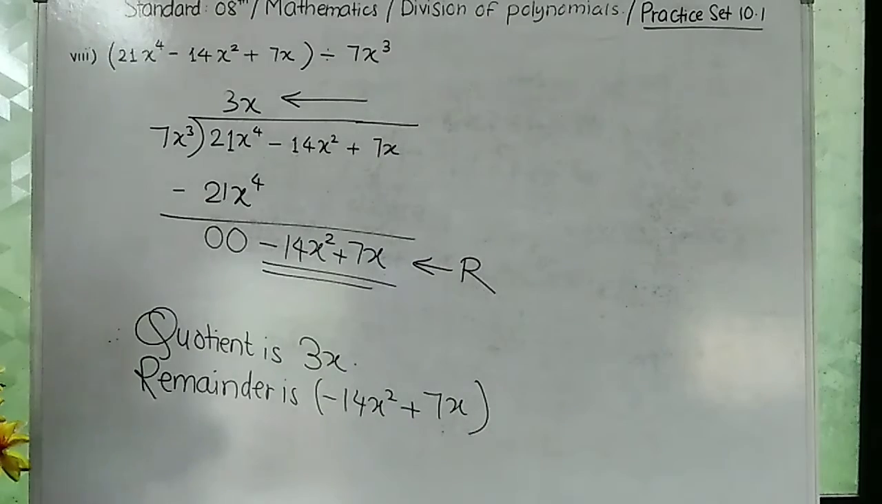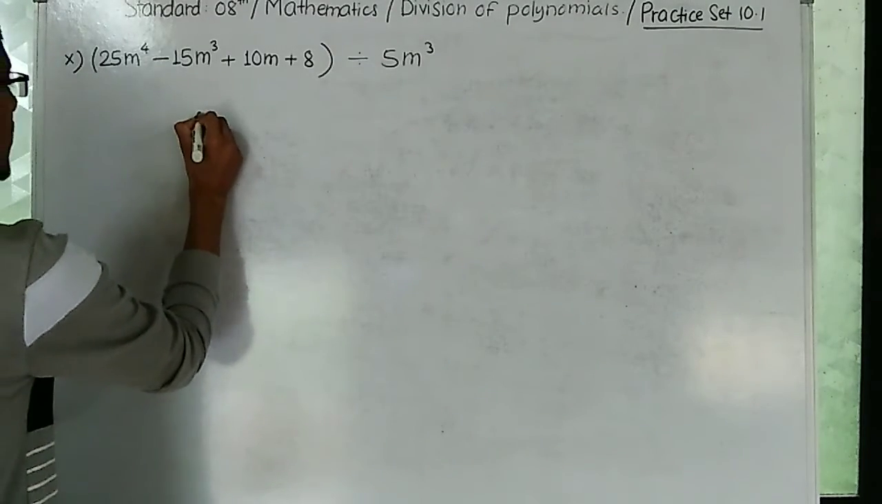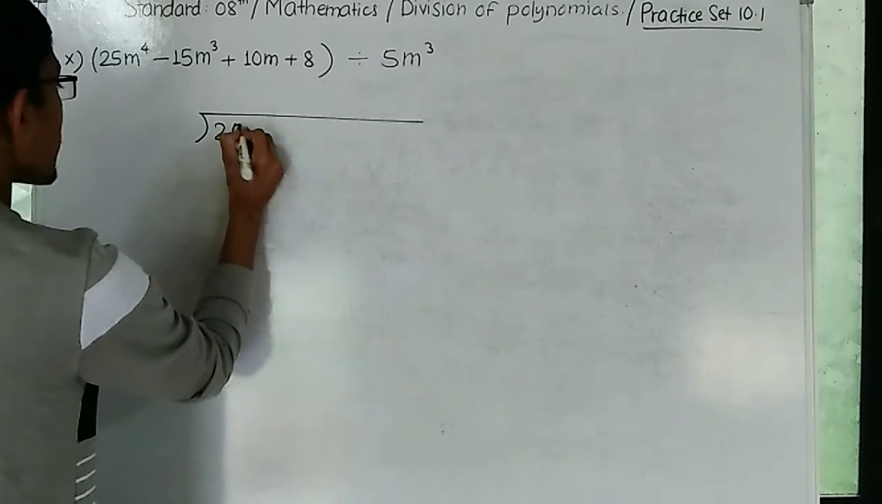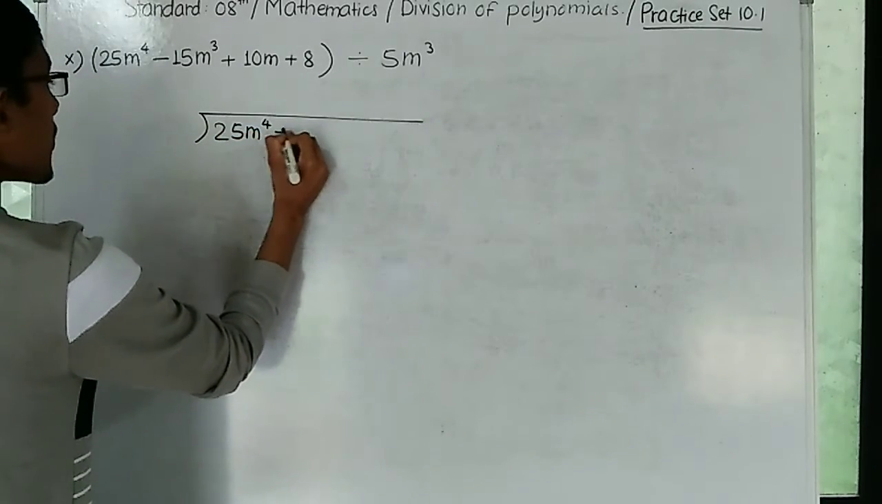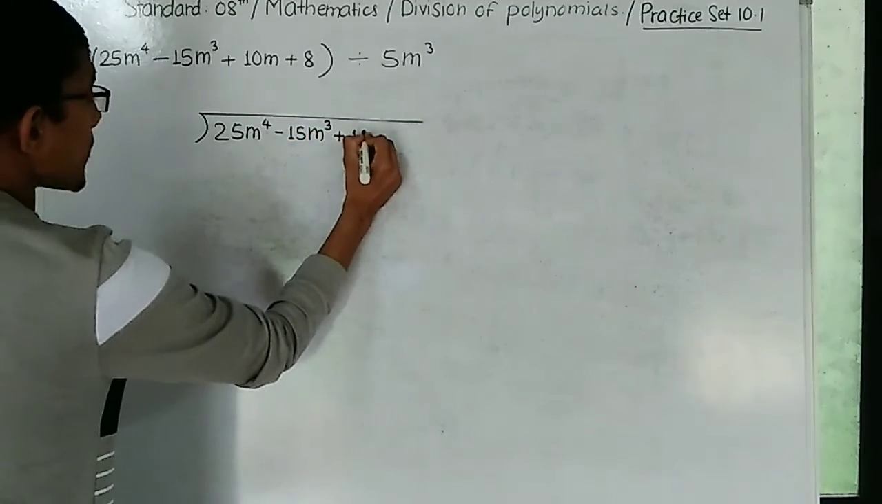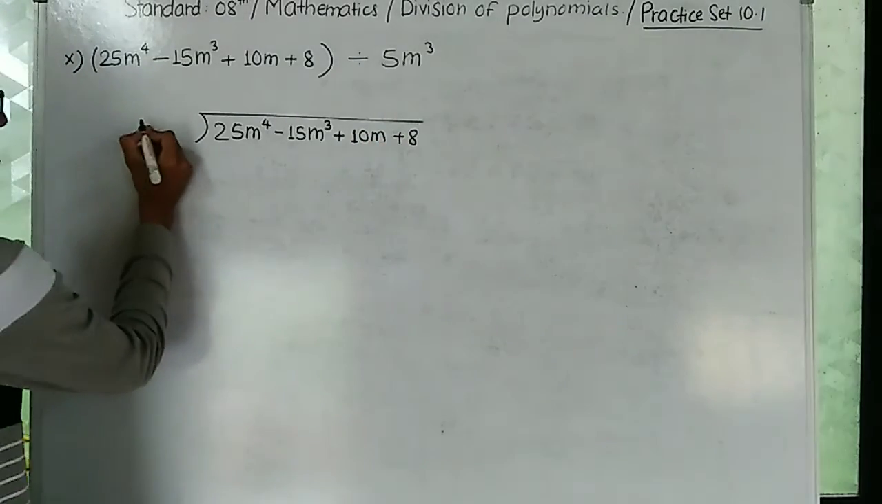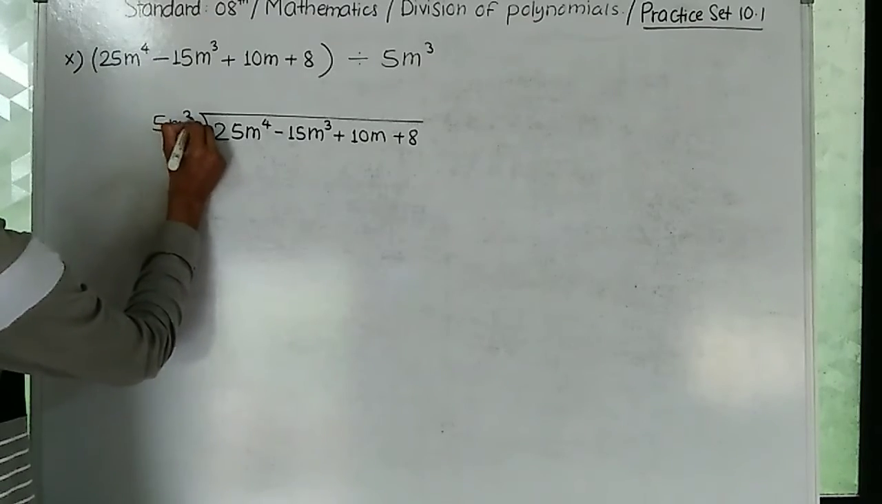Now let us see one more question. Now we have to divide 25m raised to 4 minus 15m cube plus 10m plus 8 by 5m cube. Okay, so the dividend is 25m raised to 4 minus 15m raised to 3 plus 10m plus 8. Okay, and the divisor is 5m raised to 3.